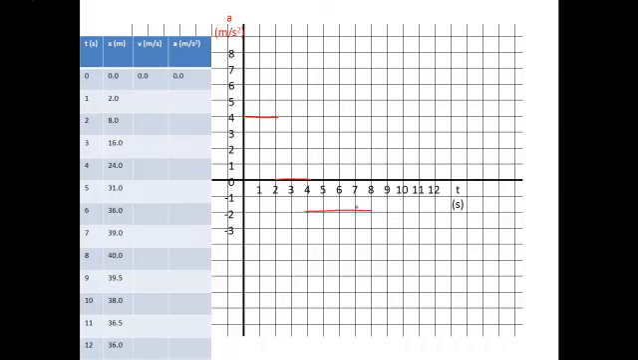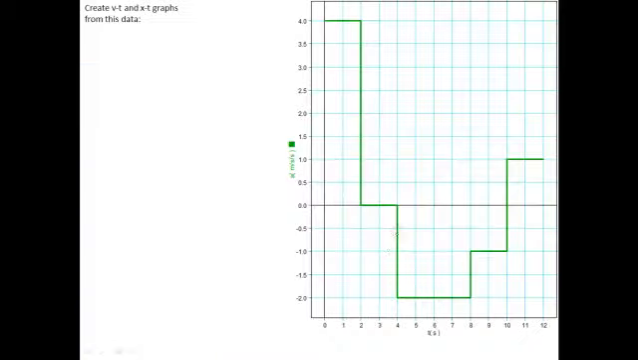there. Then negative 1 meter per second squared, which would be right there. And then a final acceleration from 10 to 12 seconds of positive 1 meter per second squared. So that's what our final acceleration time graph would look like.